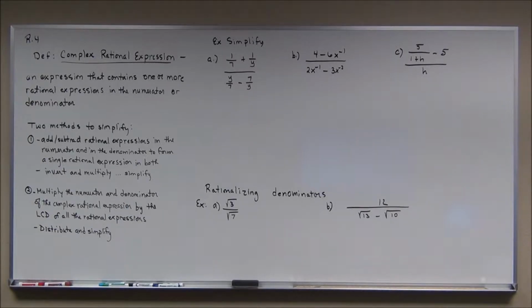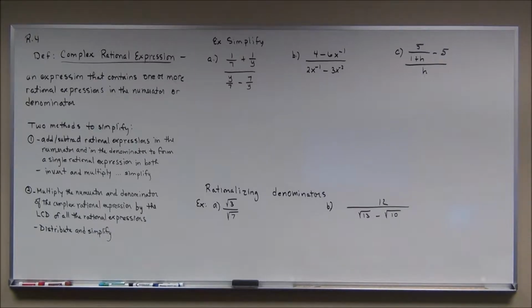There are two usual techniques or methods to simplify because we don't want to leave a fraction within a fraction. We want to simplify our expression for better understanding. The first method involves getting the complex rational expression so that it's just a single rational expression over a single rational expression, which might mean that you might have to actually add or subtract the rational expressions in the numerator and or denominator first. And then we will invert and multiply and simplify our answer. I'm going to do that method with the first example.